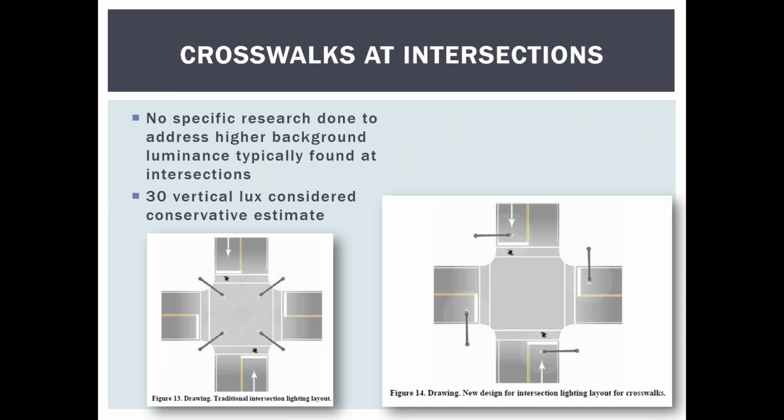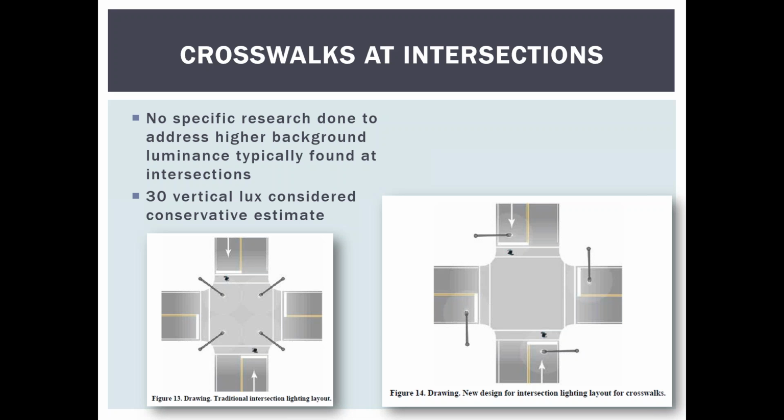Now, talking about crosswalks at intersections. Most crosswalks are co-located with intersections. Because of various constraints, the present research was limited to evaluating the lighting levels that allow detection of pedestrians in mid-block crosswalks. Although no specific research has been performed that addresses the higher background luminance typically found at intersections and the greater cognitive demands on drivers as they approach the intersection, a level of 30 vertical lux is considered a conservative estimate of the lighting levels required for adequate visibility.